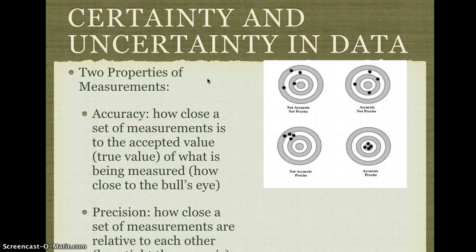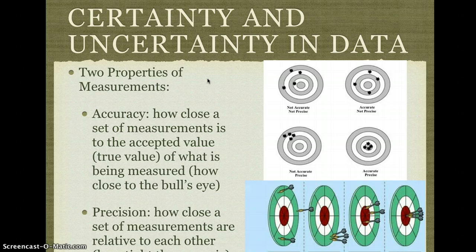Now if we see the next one in the upper right hand corner, we notice that 3 of the 4 are in that secondary gray circle, and the other one's pretty close. So it's more accurate than either of the 2 on the left, but it's not precise because those shots are still not that close to each other.